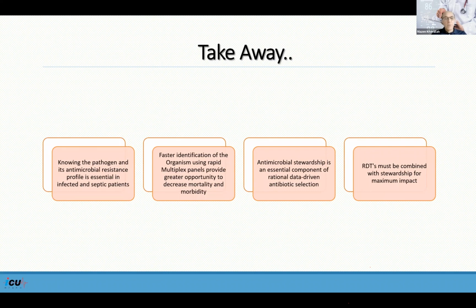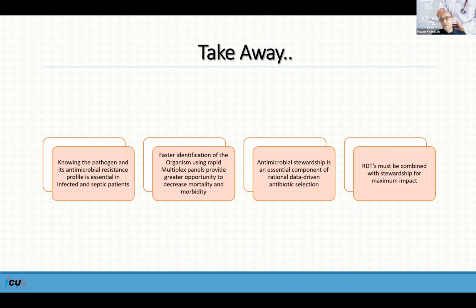Takeaway messages: knowing the pathogen and the antimicrobial resistance is essential in septic patients, of course, and you can target those pathogens with a better antibiotic regimen. So faster identification of the organism using the rapid multiplex panels provides greater opportunity to decrease mortality and morbidity to your patients. This is only if you use this within antimicrobial stewardship. That is a very essential component of rational, data-driven antibiotic selection.